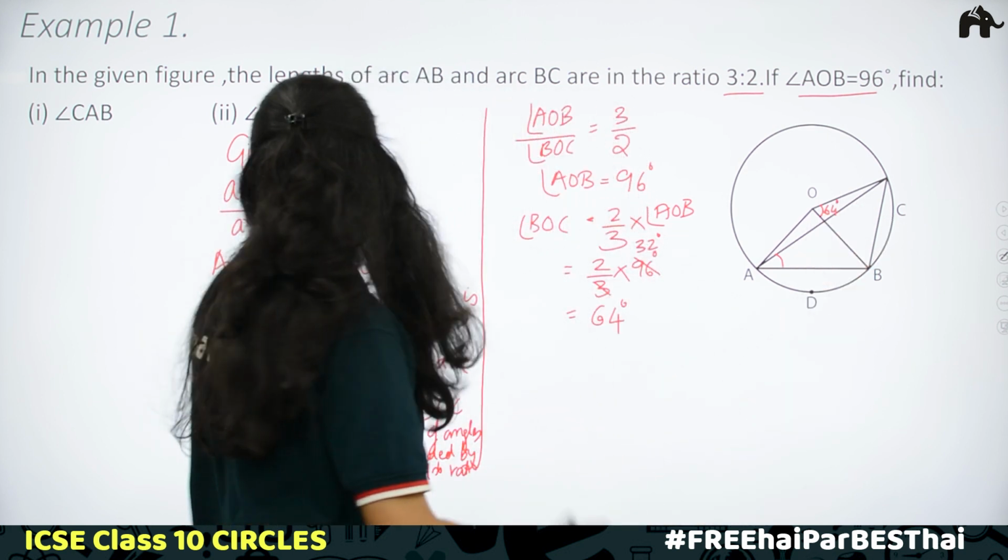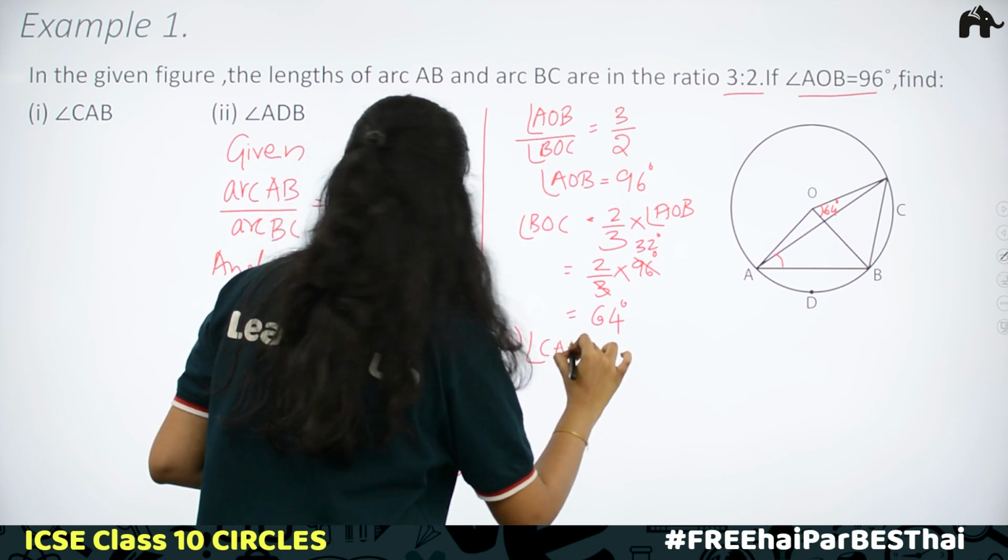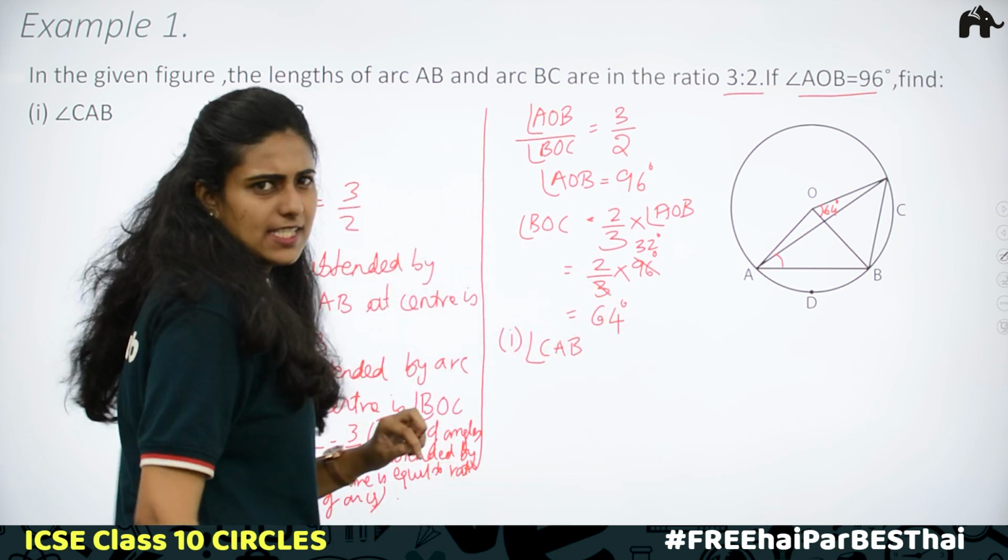Now what do we need to find? We have to find, in the first part, angle CAB. How to find CAB?